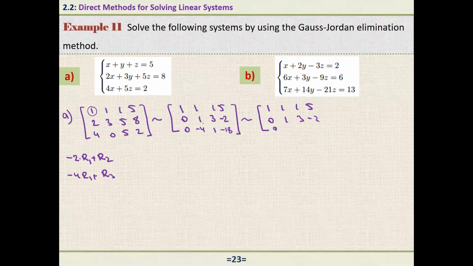Let's multiply the second row by 4 and add to the third row. So we'll have 0. 4 times 3, 12 plus 1, that is 13. 4 times negative 2, negative 8 plus negative 18, negative 26. In the last row all numbers are divisible by 13, so let's divide them by 13. We have 1, 1, 1, 5; 0, 1, 3, negative 2; and here 0, 0, 1, negative 2.